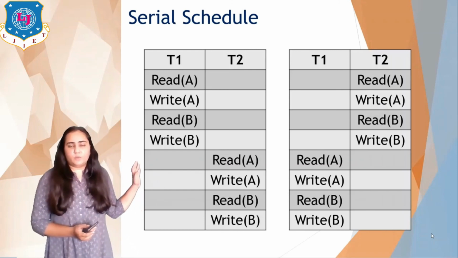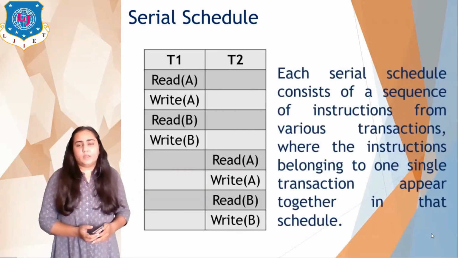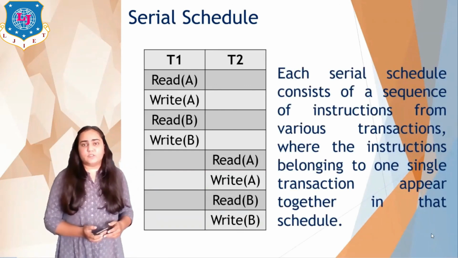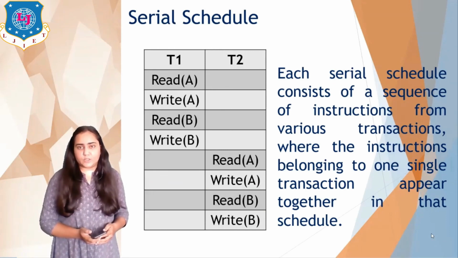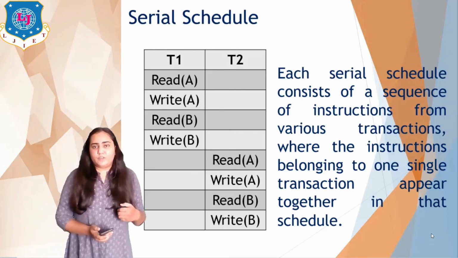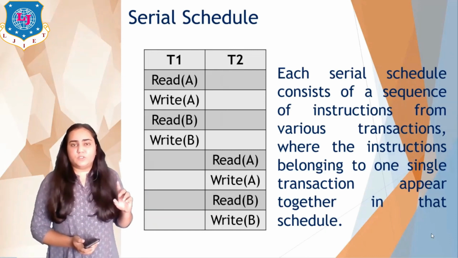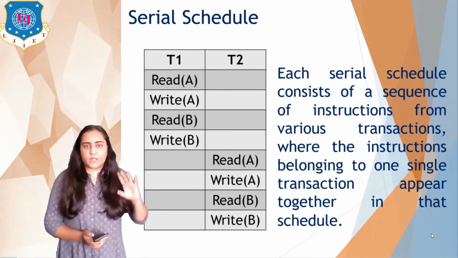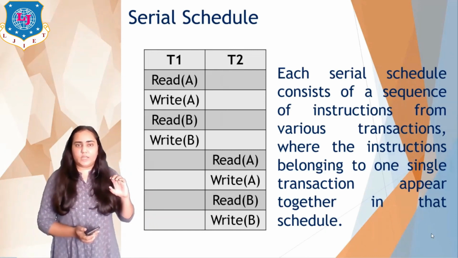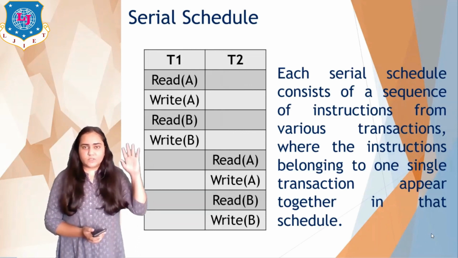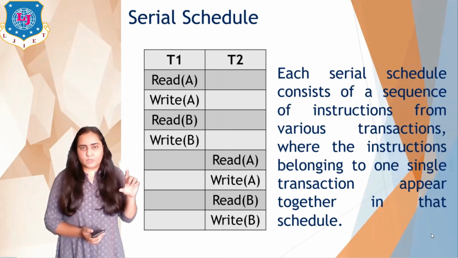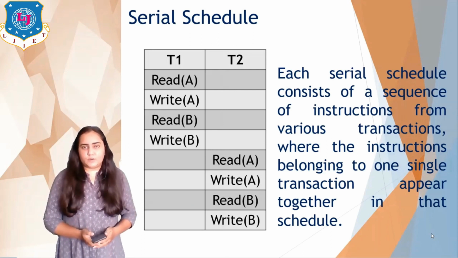Now let me define what a serial schedule is. A serial schedule consists of a sequence of instructions from various transactions where the instructions belonging to one single transaction appear together in that schedule. Whenever the sequence of instructions of one transaction appears together in one schedule, it is known as a serial schedule.